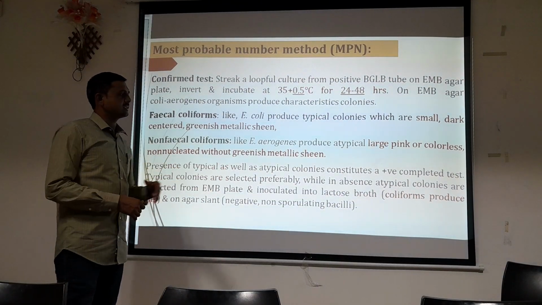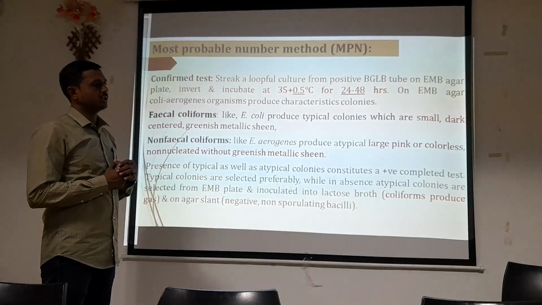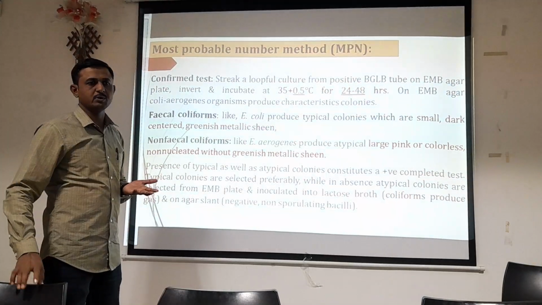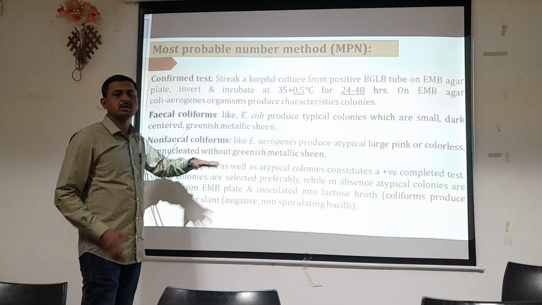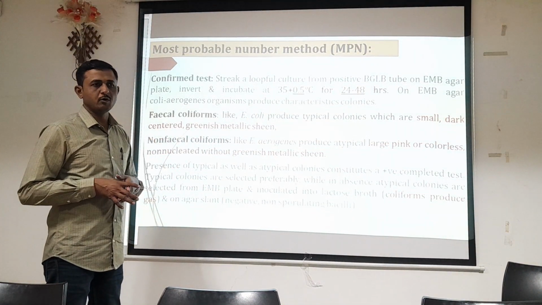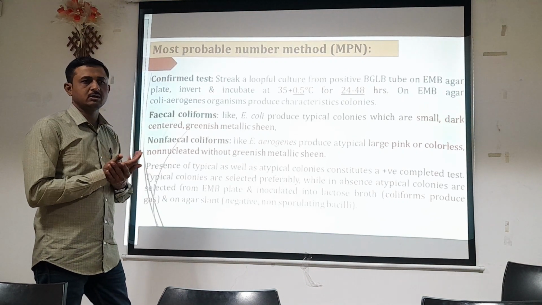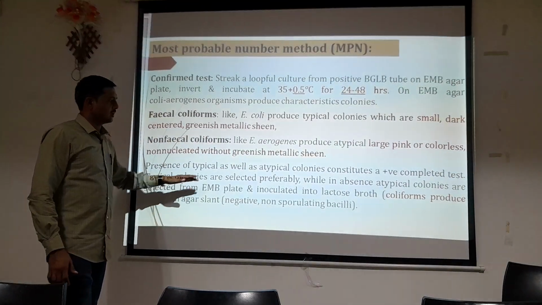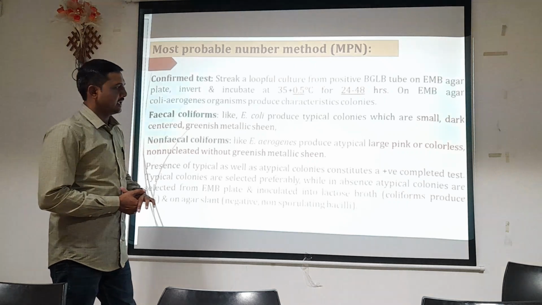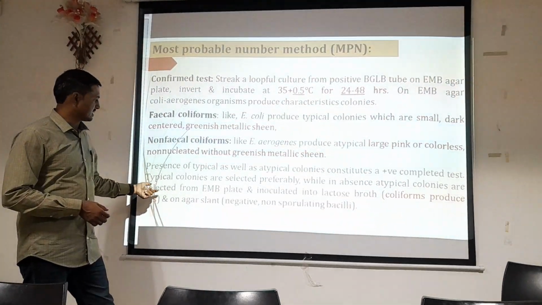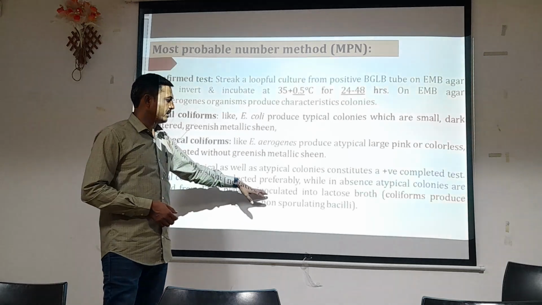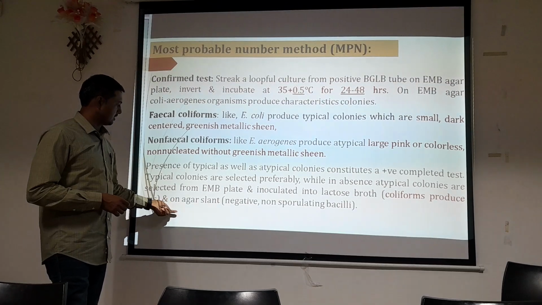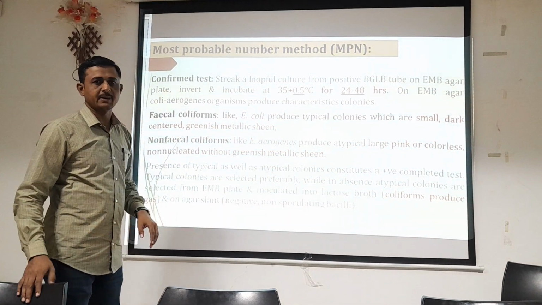Presence of typical as well as atypical colonies constitutes a positive completed test. Typical and atypical colonies you can observe after 24 hours of incubation, and you can distinguish between fecal and non-fecal coliform. After that, you have well separated isolated colonies of the particular organism. Typical colonies are selected preferably, while in absence of typical colonies, atypical colonies are selected from the plate and inoculated into lactose broth to confirm that coliform produce gas, and on agar slant, gram-negative non-sporing bacilli.